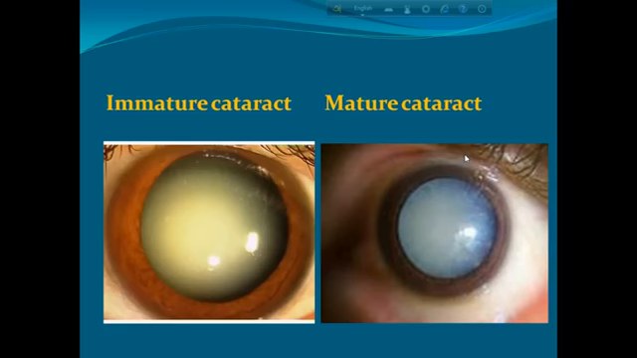These are pictures of immature and mature cataract. The mature one is pearly white. This one is grayish white. Here, near the iris, there is an iris shadow, a crescentic shadow. Here the iris shadow is absent.